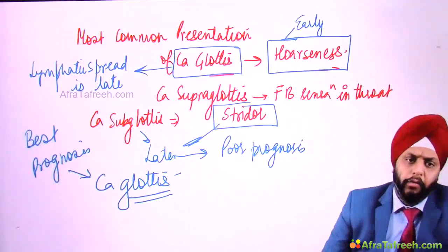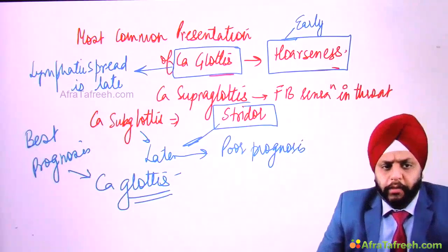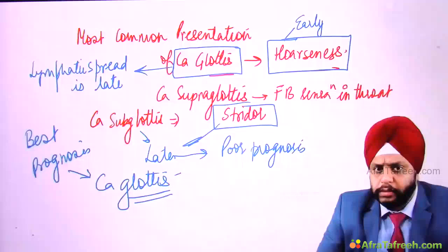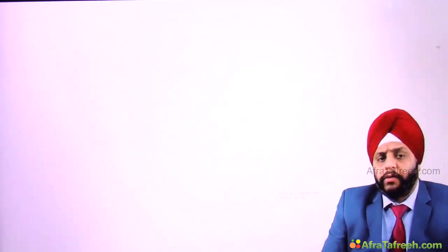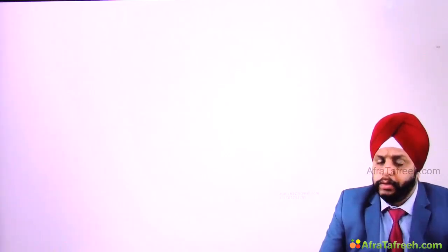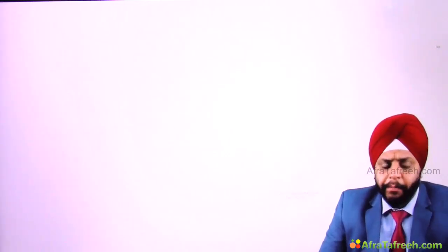Right? Okay, so we have discussed the presentation. The presentation for CA glottis we know now is hoarseness. Okay, that's the most common presentation, but we can also have blockage of the airway, respiratory distress. If the patient does not come early, the mass will grow and will present to us with even stridor sometimes.